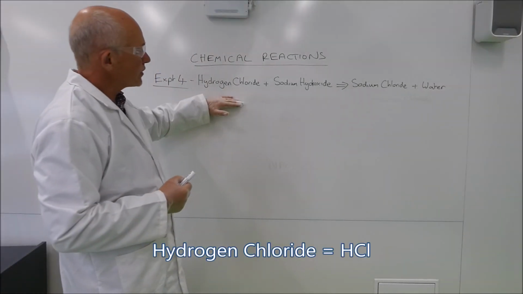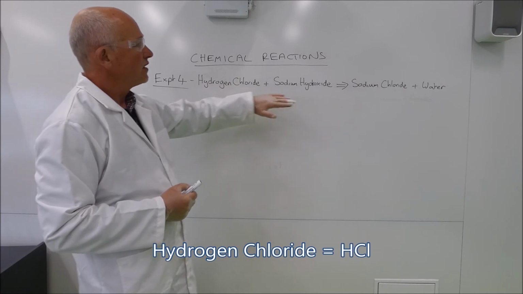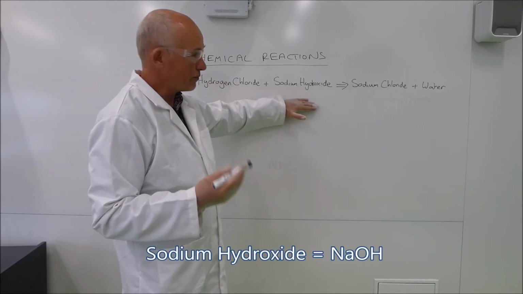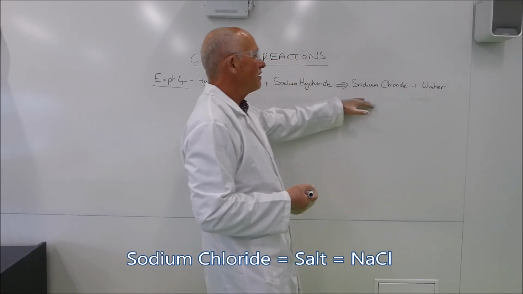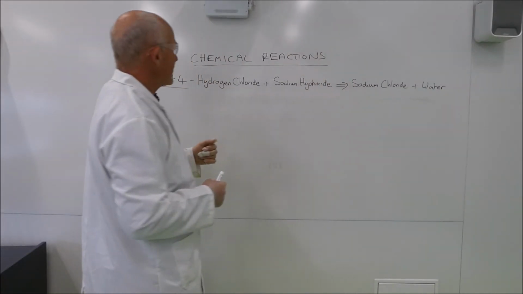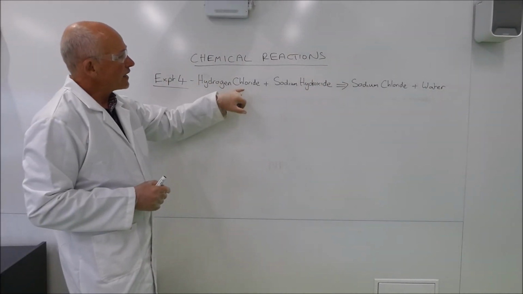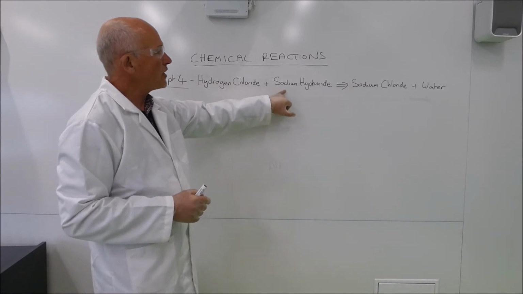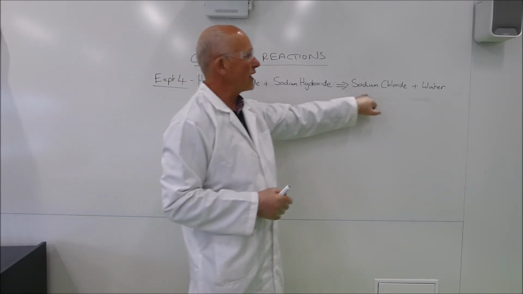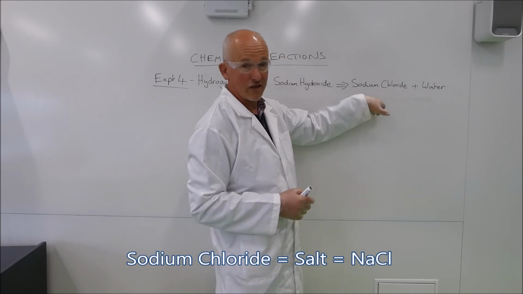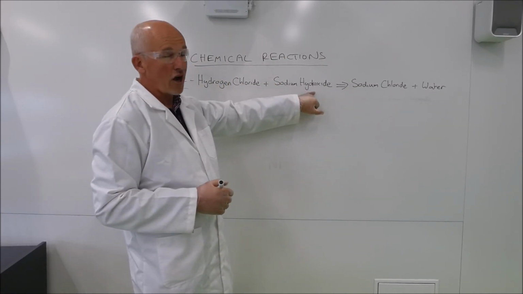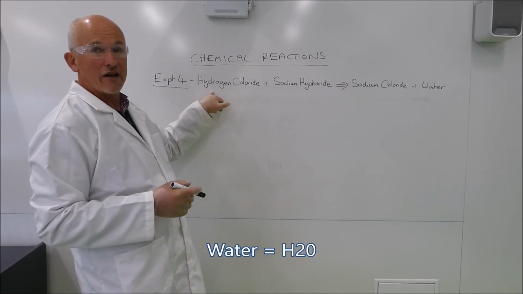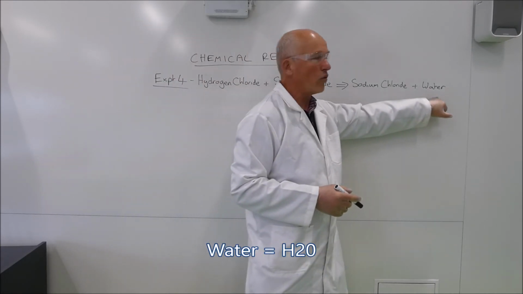So we had hydrogen chloride, hydrochloric acid, plus sodium hydroxide, which is the base, and you ended up with sodium chloride and water. And again, if you look carefully, the chloride and the sodium of the two different chemicals have joined together to form sodium chloride, which is just common salt. And the hydroxide, which is OH, and the hydrogen over here have combined to form water.